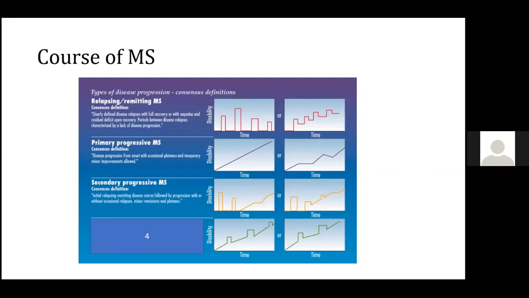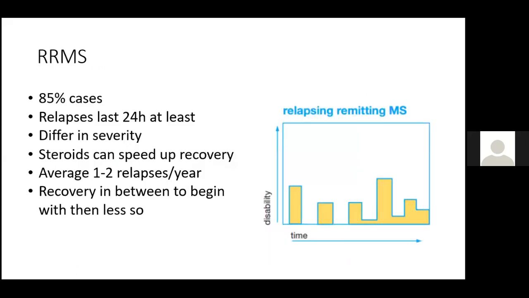And then you can have secondary progressive MS, which starts off as relapsing remitting MS, and then becomes progressive MS. And then you can have progressive relapsing MS. Again, that one is not as common. So relapsing remitting MS is the most common one.